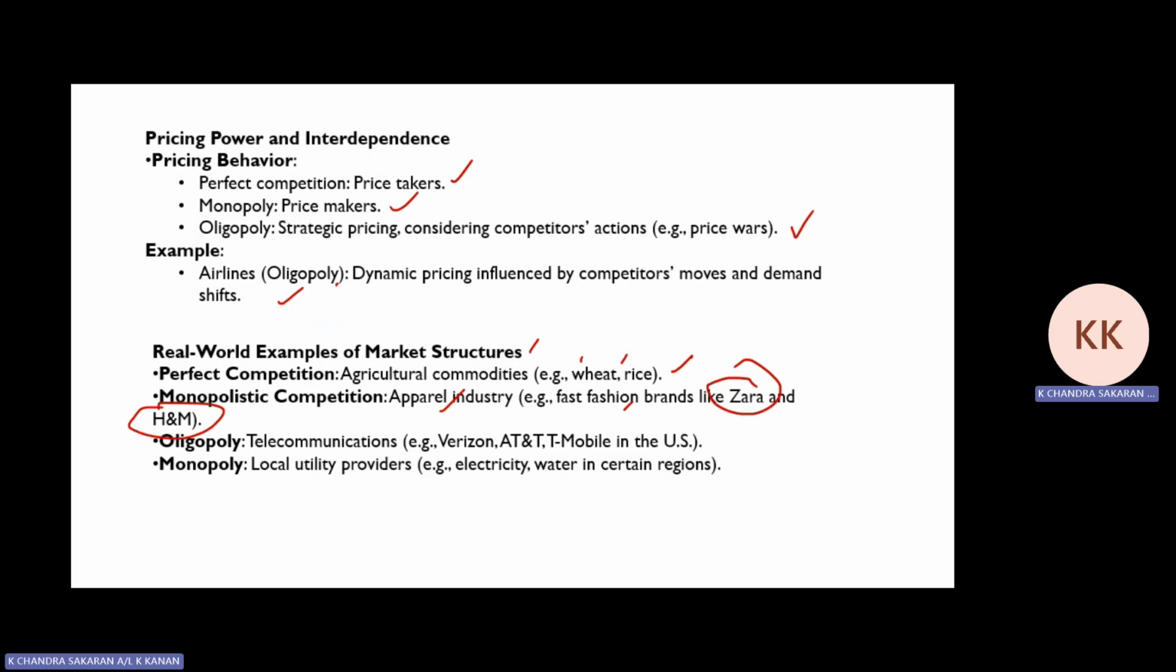Oligopoly market, for example, is the telecommunication market. Monopoly market, for example, is the electricity provider market. So these are the real-world examples of market structure I have given. But you choose the industry that you want, and you identify whether the industry you have chosen is perfect competition, monopolistic competition, oligopoly, or monopoly. Remember, you cannot say the industry is in all four categories. It must be in only one of these market structures.